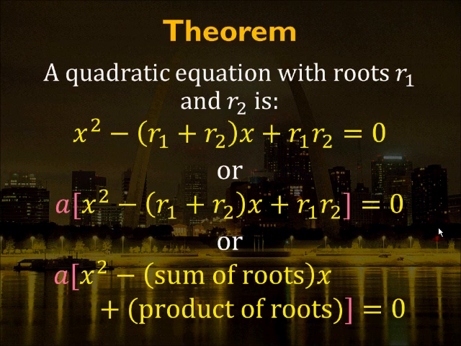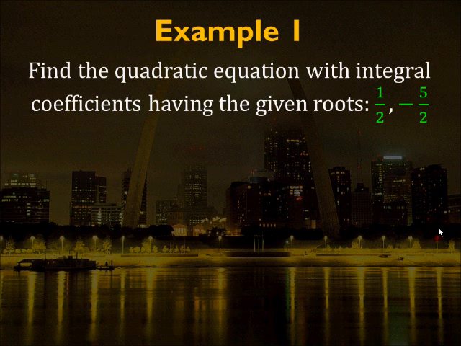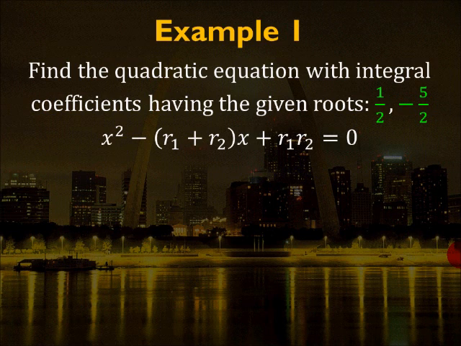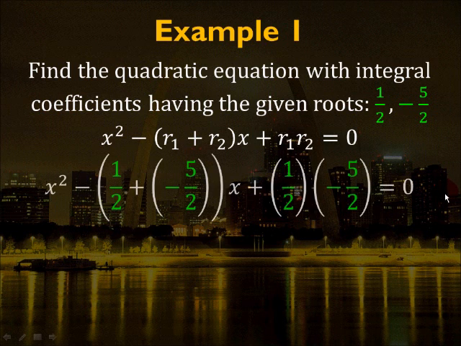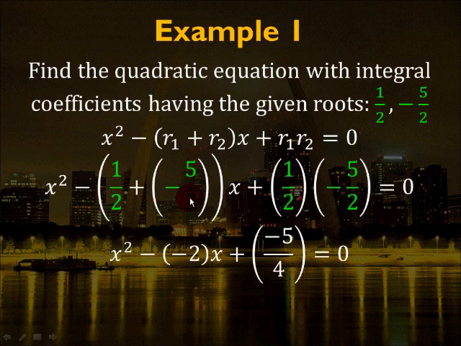Now let's take a look at some other examples. Find the quadratic equation with integral coefficients, and that's key, having the given roots 1/2, negative 5/2. So this is the formula you want to use: x squared minus the sum of the roots times x plus the product of the roots. So let's just plug them in. x squared minus the quantity 1/2 plus negative 5/2 times x plus 1/2 times negative 5/2 equals 0. So let's simplify this. 1/2 plus negative 5/2 is negative 2. 1/2 times negative 5/2 is negative 5/4.